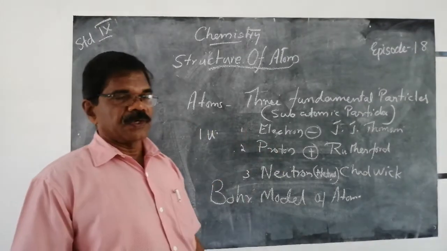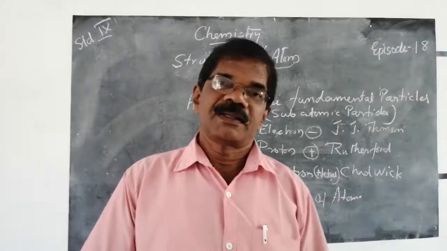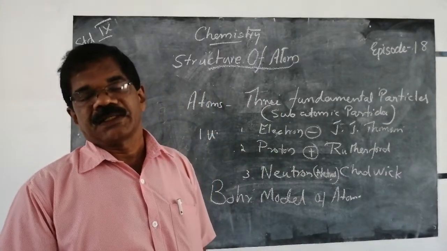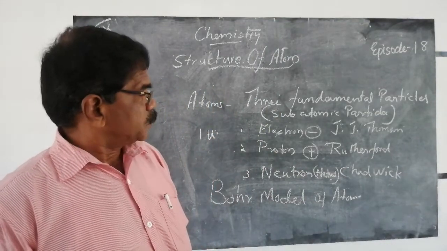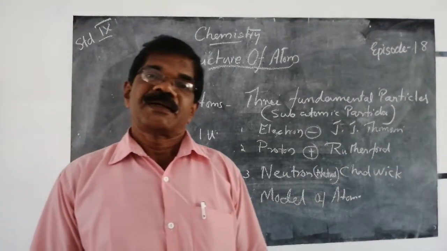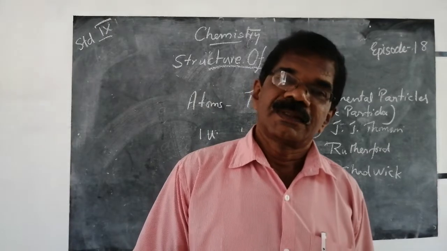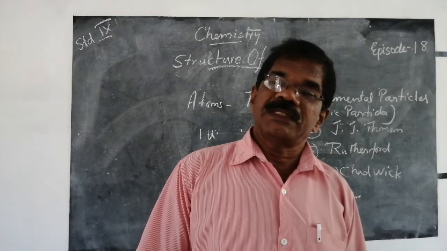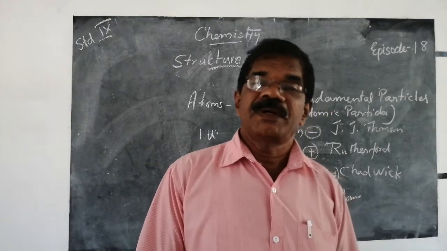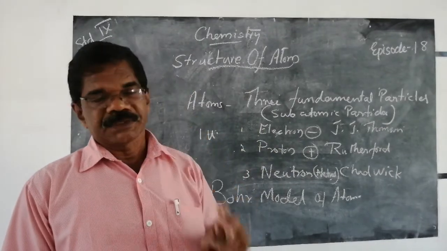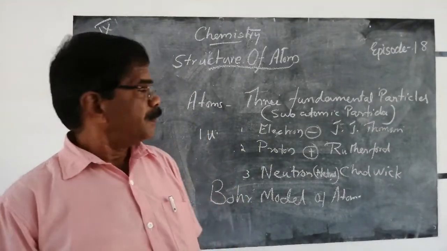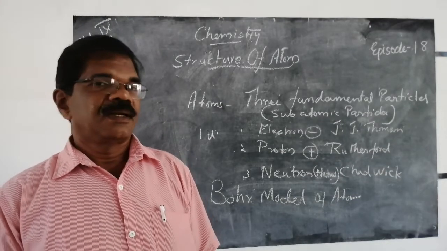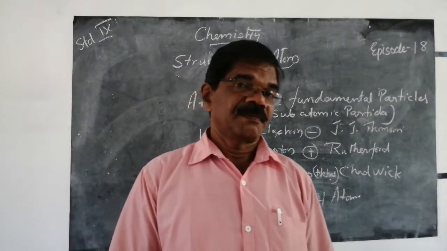And the mass of an electron is considered as negligible. Comparing the mass of an electron to the proton, it is negligible. That means the mass of a proton is nearly 2000 times greater than that of an electron. So the mass of an electron is considered negligible. We have learned the fourth thing.